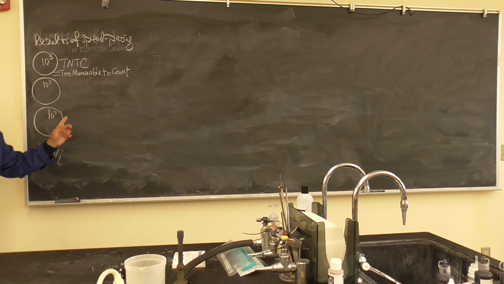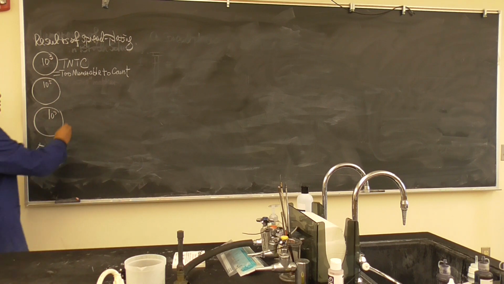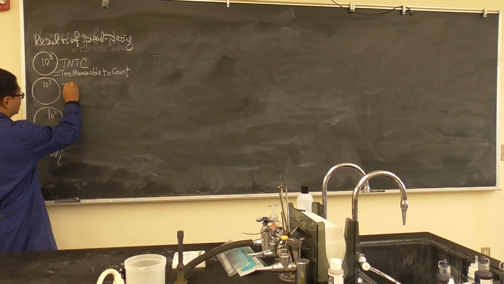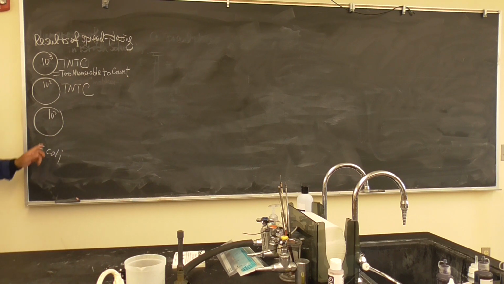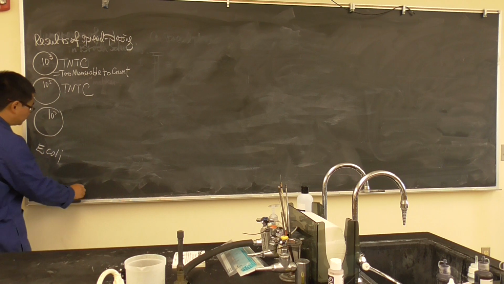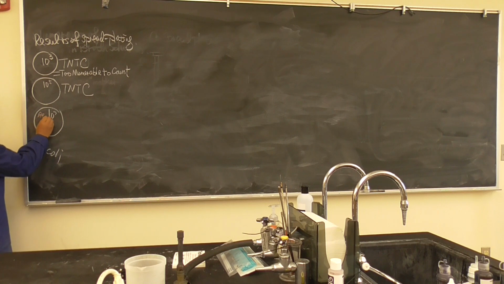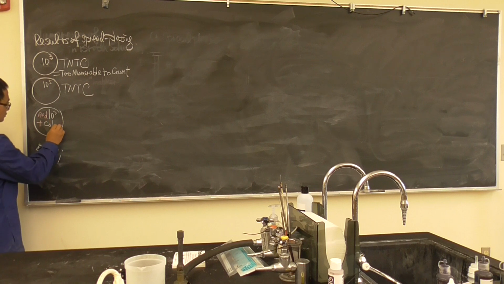Your 10 to the 5 should be still uncountable. Or maybe, if it's countable, maybe you did a wrong dilution. Okay, still should be TNTC. Now this plate is countable, 10 to the 7. Lots of you have red colony there, and plus a colorless colony.